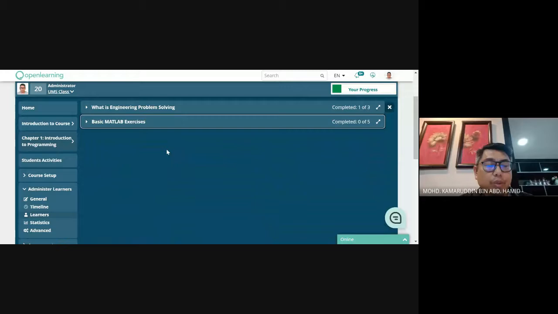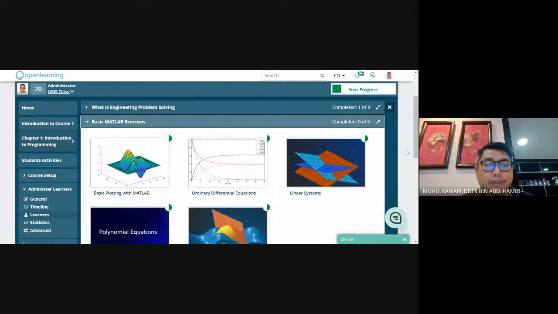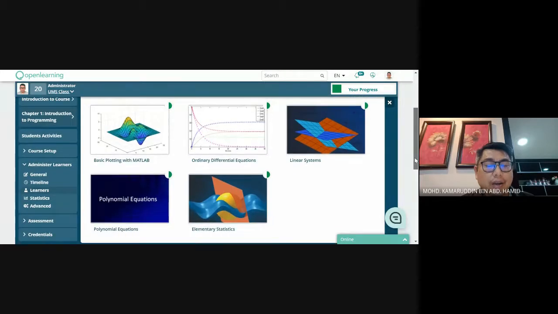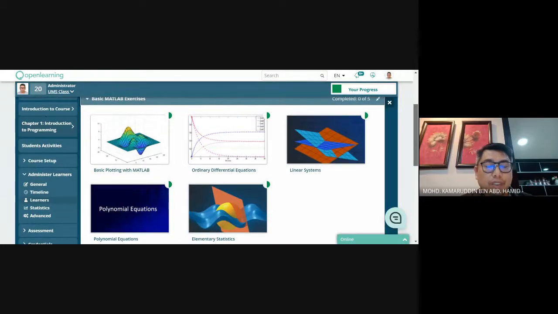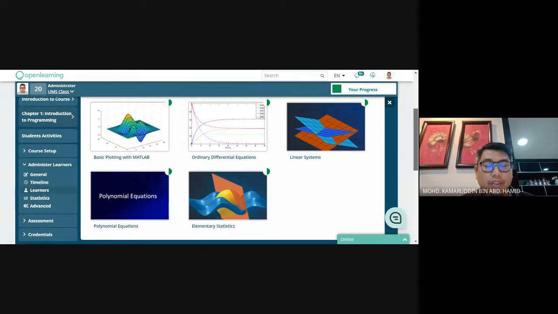Okay, guys. So today we're going to cover these two subtopics. The first one is what is engineering problem solving. I do believe most of you are already done with that. And the second part is more on the basic Matlab exercises. Here I just put 5 exercises now. After this, I will put another 5 together with your group assignment. So we have plotting, solving the ODE, solving the linear system, polynomial, elementary statistic.